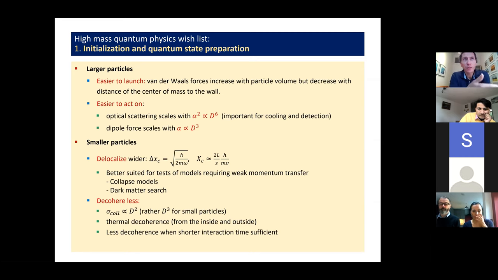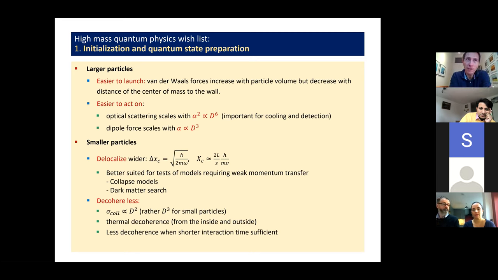If you have larger particles, they are very easy to act upon. You can do optical scattering, that scales, if it's Rayleigh scattering, like the polarizability squared, so it's d to the 6th. So that's a huge advantage if you want optical scattering, but at the same time, optical scattering is a bad guy if you want optical gratings later, and that's a roadblock beyond roughly 10 to the 8 mass units. Dipole forces also scale with polarizability, again with the size cubed, the volume. So that's a good thing. That is what you gain for larger particles.